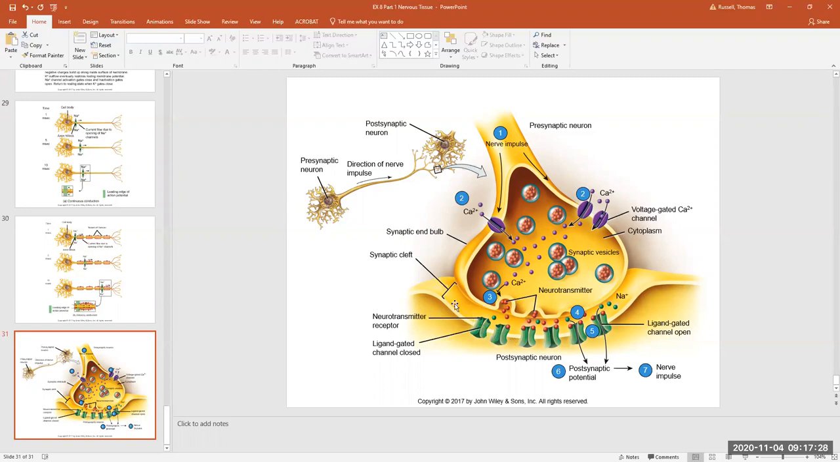In this case, the neuron will either be depolarized to fire off its own action potential. If this was an excitatory neurotransmitter, it would cause a depolarization in this postsynaptic cell, or if it was an inhibitory neurotransmitter, it would cause hyperpolarization and this postsynaptic neuron would not fire. All right. And so that's pretty much your introduction to nervous tissue.